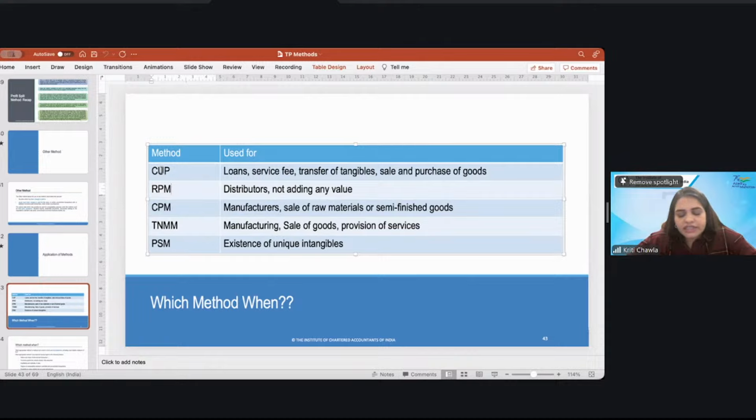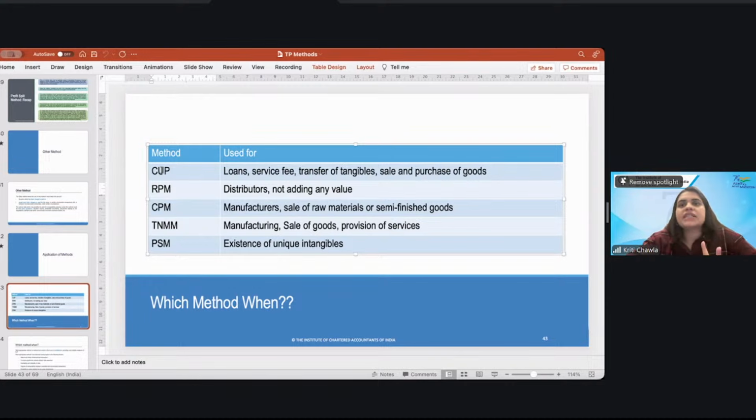The TNMM method again is for situations where you have a transaction and you have information with respect to net operating margin available for that particular transaction. So wherever you have net profit data or operating margins available, it could be anything: provision of services, sale of goods, etc. If you have that kind of information available, that is where TNMM could be useful, because TNMM compares the net margin. So if you have information for calculating the net margin for the related party and for the unrelated party, TNMM is a method that can be useful.